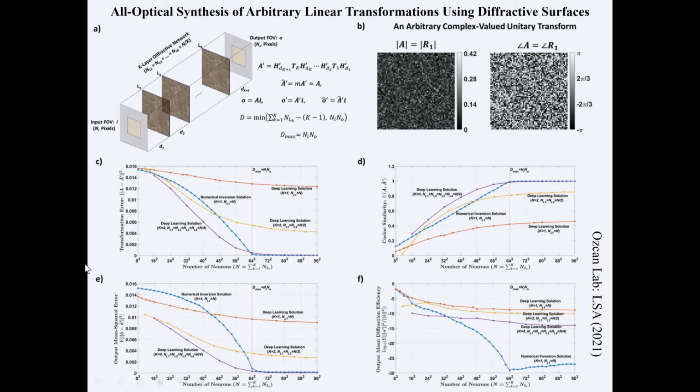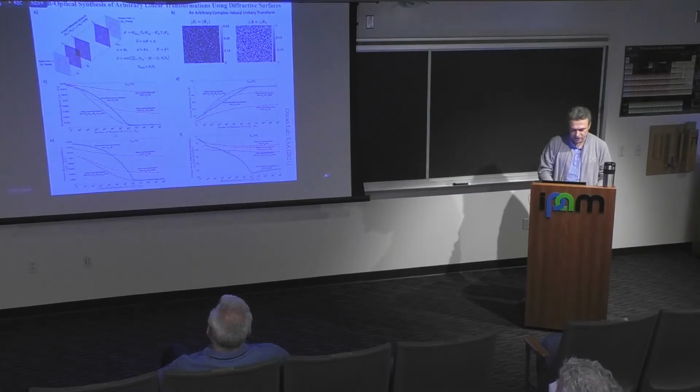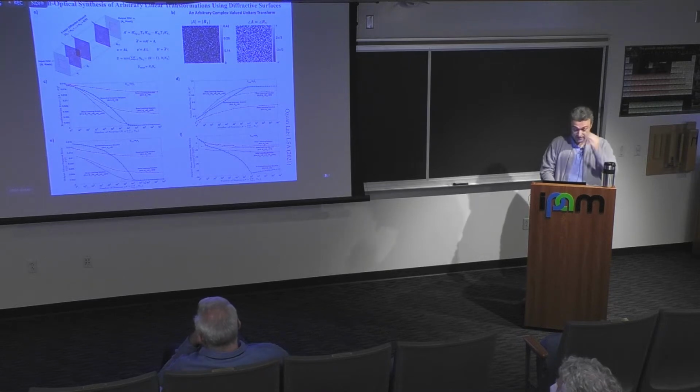For that, the total number of diffractive features, we call them diffractive neurons, need to be NI/NO, which means the space bandwidth product of the input times the space bandwidth product of the output. That's the degrees of freedom that you need to put in these diffractive layers to achieve a perfect approximation with zero transformation error, 1 cosine similarity, and output field nicely matching what the desired transformation reveals.